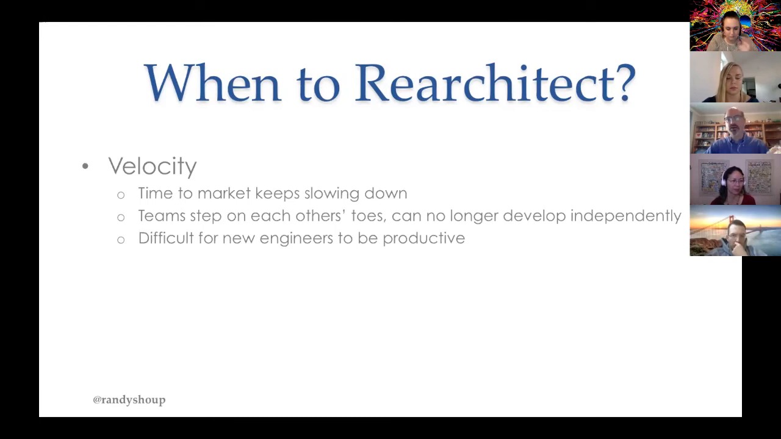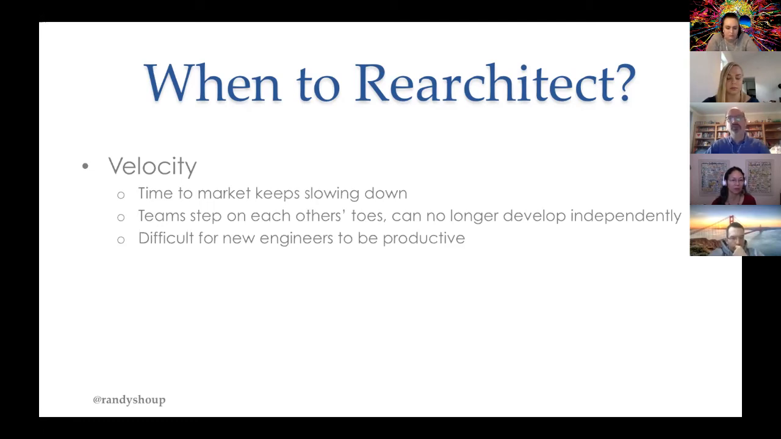A lot of times, people who've worked in monoliths for a long time, your development velocity used to be fast and then it slows down more and more. And so if you're noticing your time to market slowing down, even though you have more people and more stuff to do, that's a good indicator that maybe your architecture needs to change.